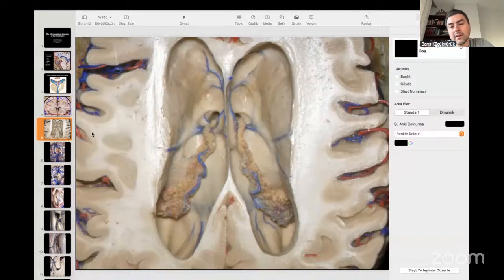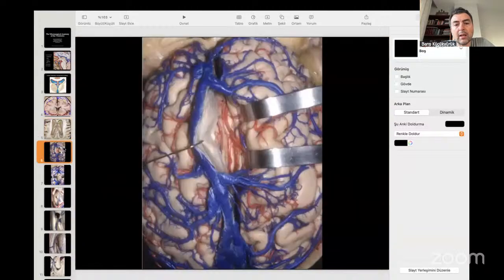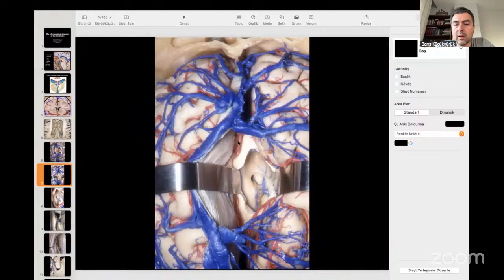So why is this anatomy important? Because there is also a venous anatomy. I will come to that, but basically, we want to see this anatomy by understanding it when we go in an interhemispheric approach. Here, this is the falx, the right frontal lobe is pulled, and we go deeper, see the anterior cerebral arteries, then cut the corpus callosum, and then we go inside the lateral ventricle.